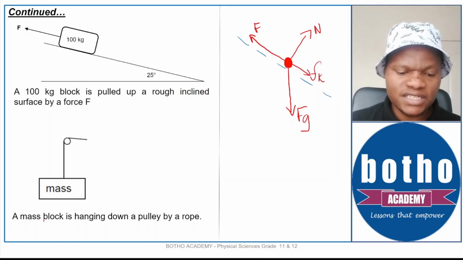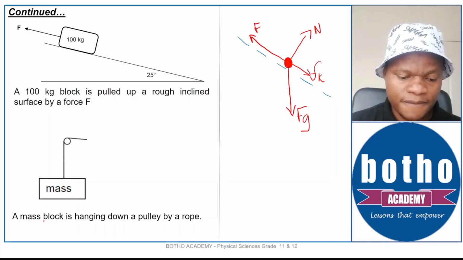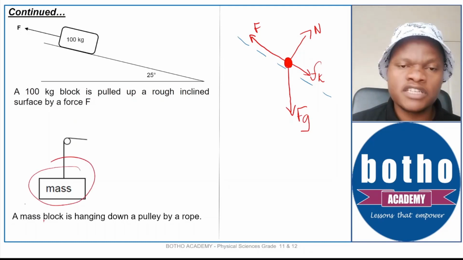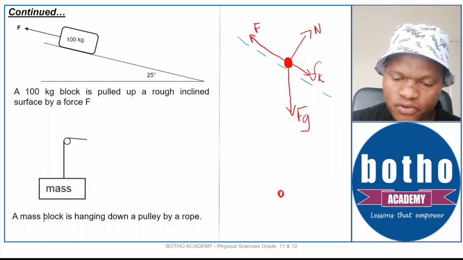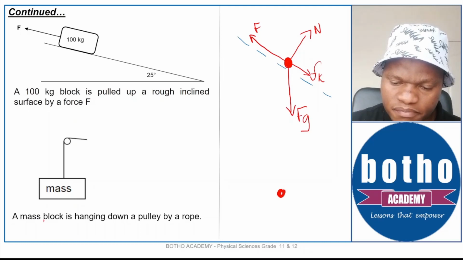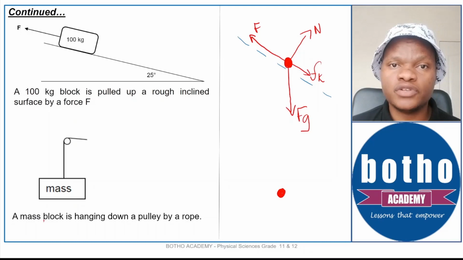Mistake number one: let us assume that there is a normal force here. There is no normal force in this one, because this object, this mass block here, is not in contact with any surface. Okay, again, we are going to say the mass block is going to be represented by a dot, because we are drawing a free body diagram.